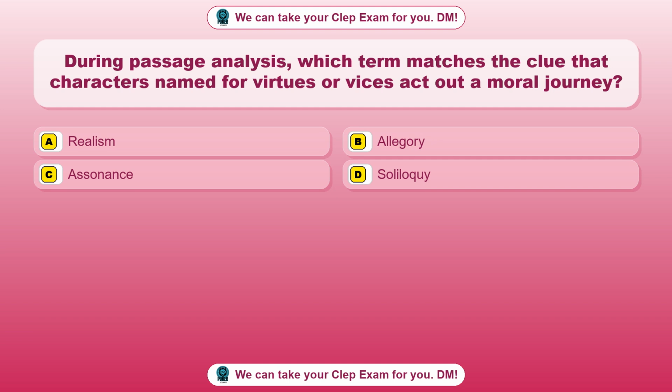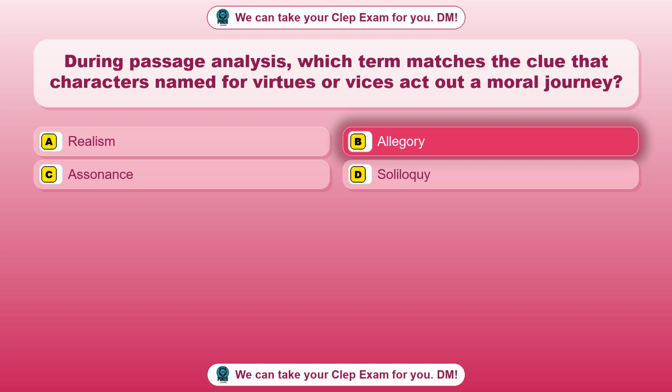Question 24. During passage analysis, which term matches the clue that characters named for virtues or vices act out a moral journey? Option A, realism. Option B, allegory. Option C, assonance. Option D, soliloquy. The correct answer is option B, allegory.